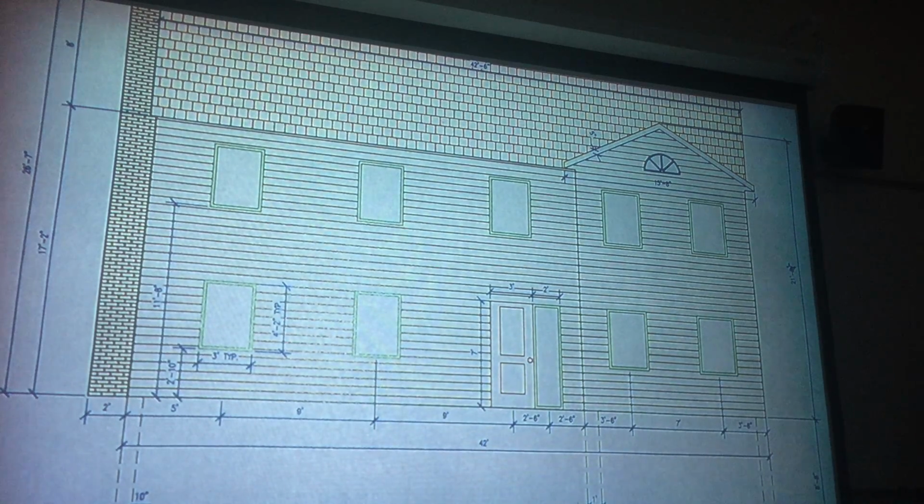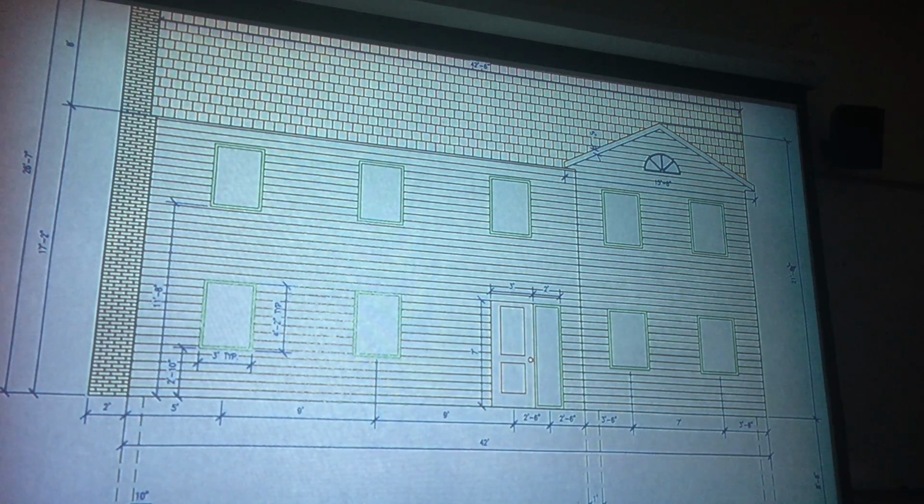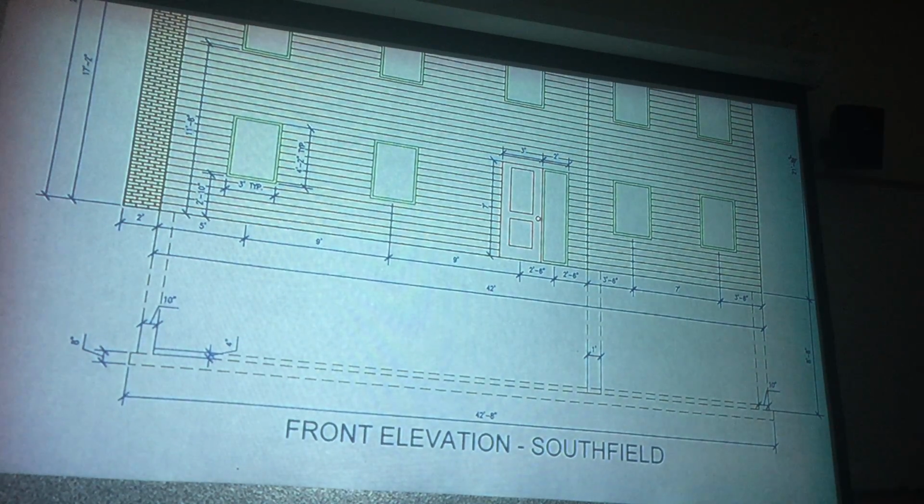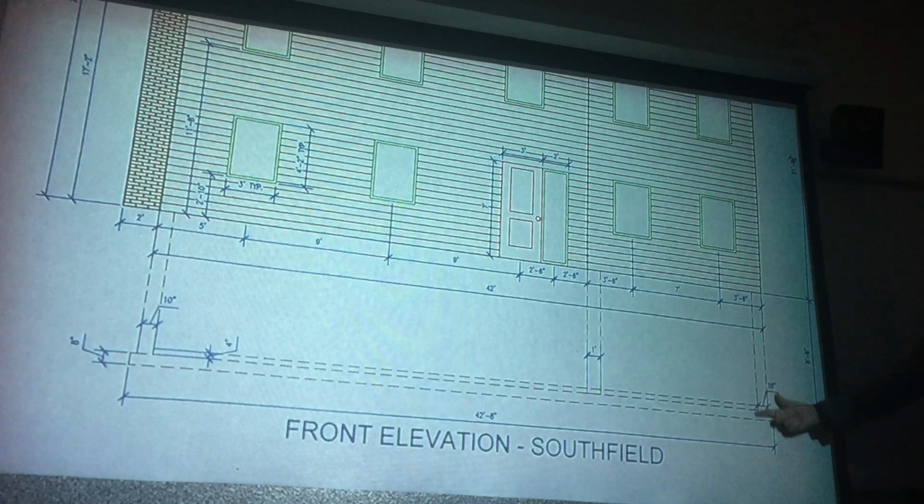So this is an elevation, and down at the bottom, you're going to notice that there are what are called hidden lines. Now a hidden line is a line that is essentially not visible to you, and these are underground, so therefore they're hidden. So if you were to take a look at the structure right now, these would be hidden to view. And so what you have is a hidden line right here.